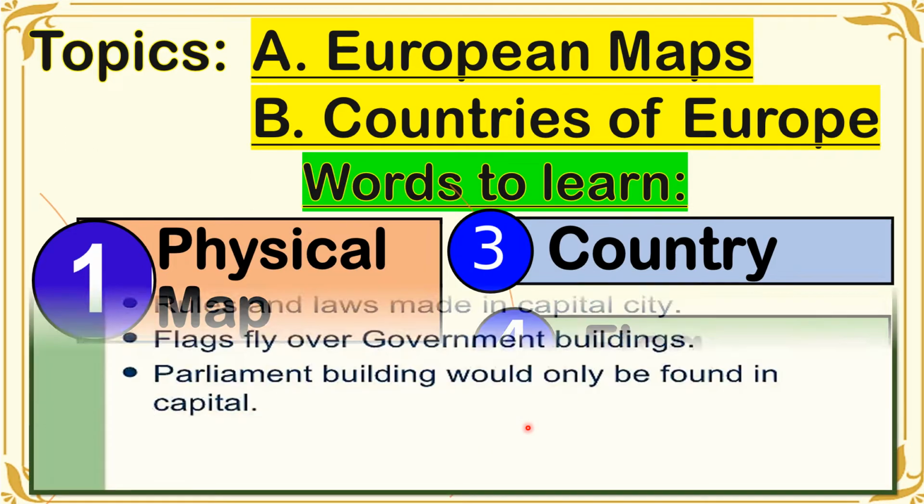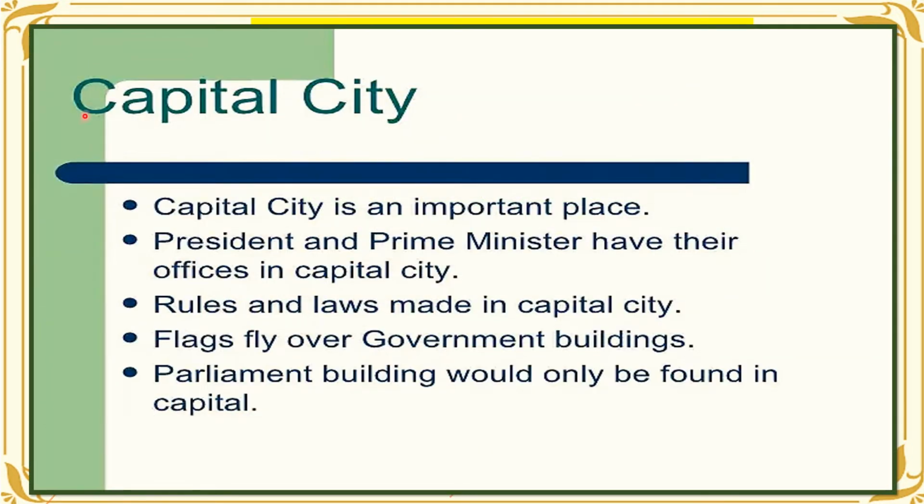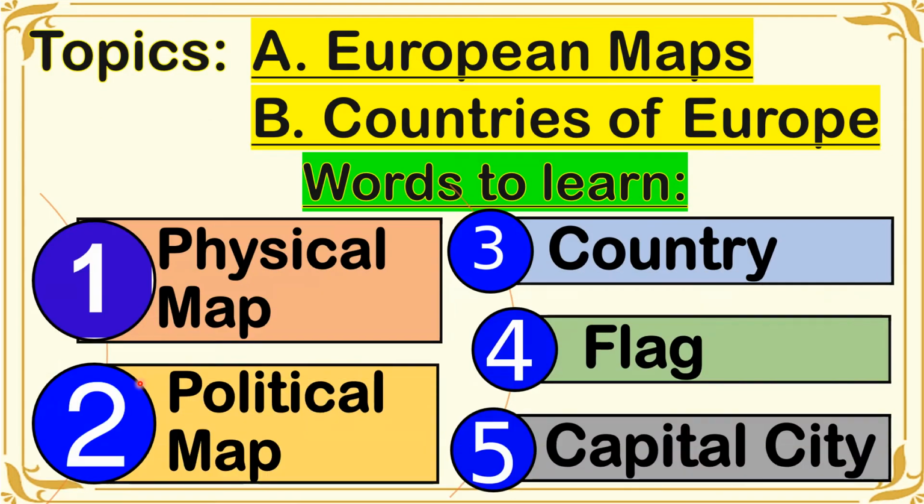The last word that we have is capital city. A capital city is an important place. The President and Prime Minister have their offices in the capital city. Rules and laws are made in the capital city. Flags fly over government buildings. A parliament building would only be found in the capital. So these are the five words that can help us better understand our topic for today. Let's read them again one by one: physical map, political map, country, flag, and capital city.